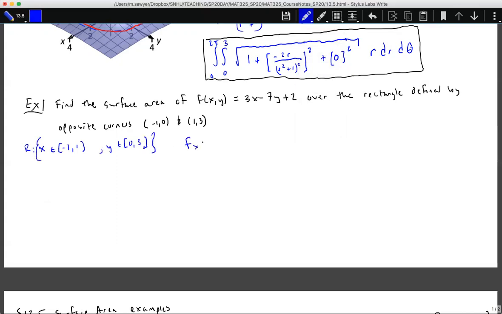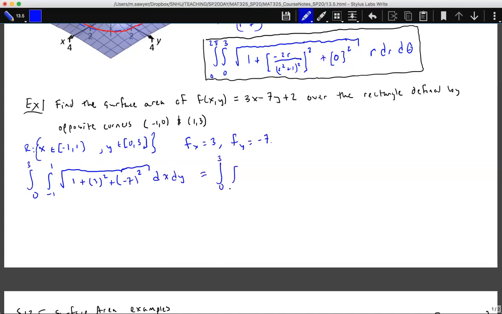And if we have our surface, f sub x equals 3, f sub y equals -7. So this is a nice integral to set up. 0 to 3, -1 to 1, square root of 1 plus f sub x squared plus f sub y squared, dx dy in the order that we've set up our integral. So we get 0 to 3, -1 to 1 of the square root of 59 dx dy. So we get 0 to 3 of 2 square root of 59 when we evaluate the inner integral, dy, which gives us 6 square root of 59 as the surface area for this function on this region.